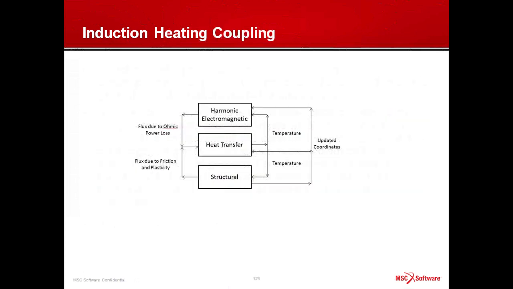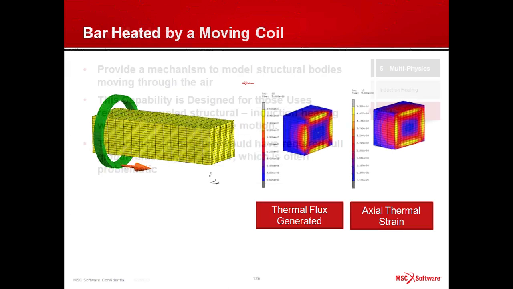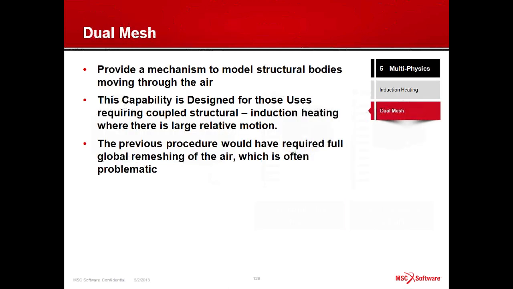Effectively what we're doing is a three-way coupling between the harmonic problem to calculate the flux, the heat transfer problem to generate the temperature, and the structural problem. So here we see a coil that moves down this bar, and effectively what we get out is the temperatures generated. Those temperatures, in fact, generate an axial thermal strain, which would in turn generate a stress or a residual stress.